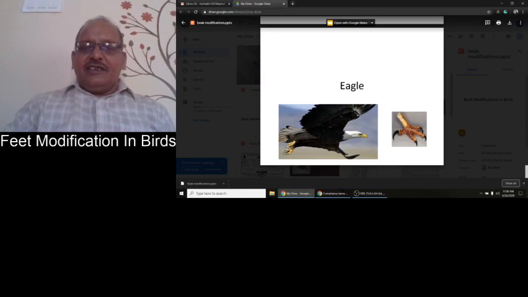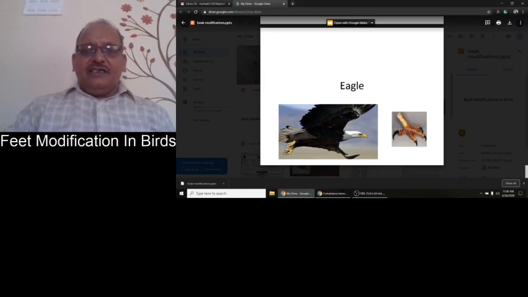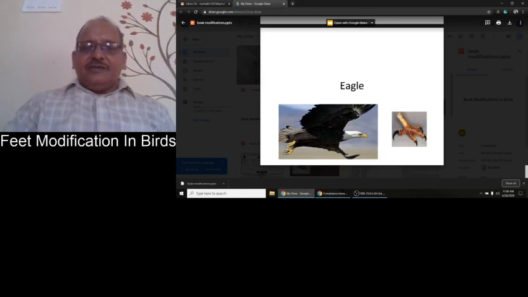Generally, these birds are found at higher altitude. So, to carry the prey from the ground up to the higher altitude, it shows pointed nails on the claws, which can collect the food material so that it cannot slip from their toes.